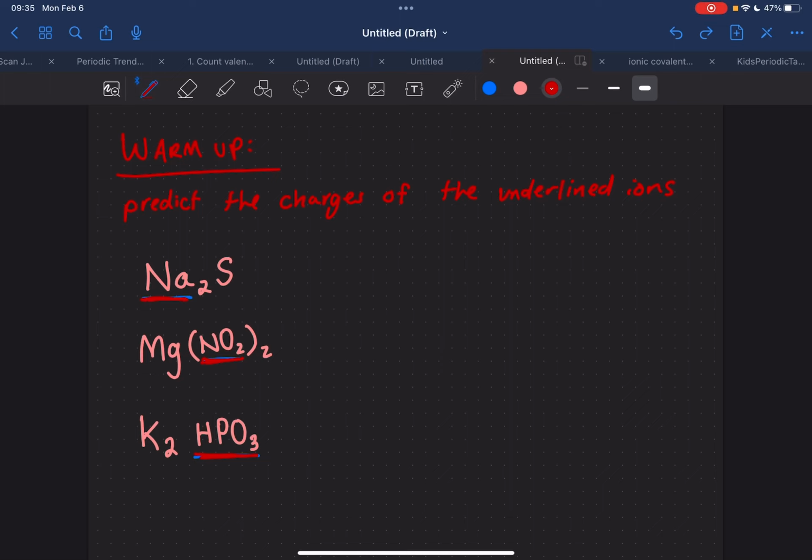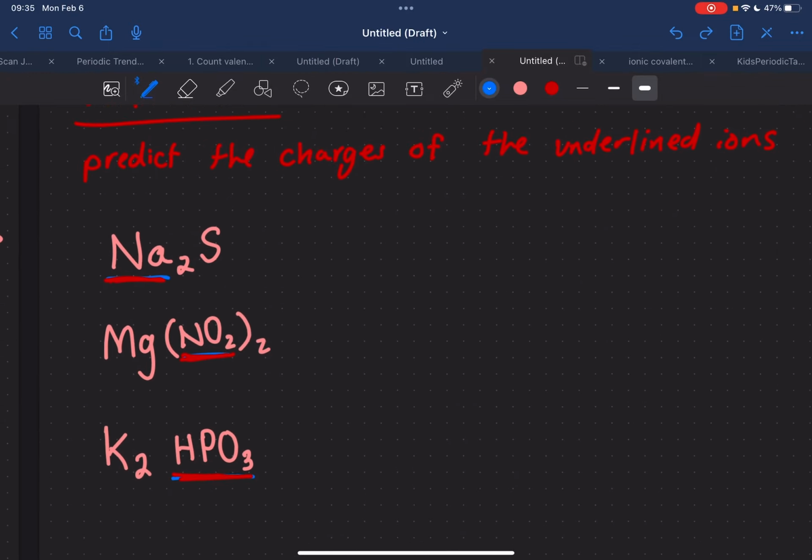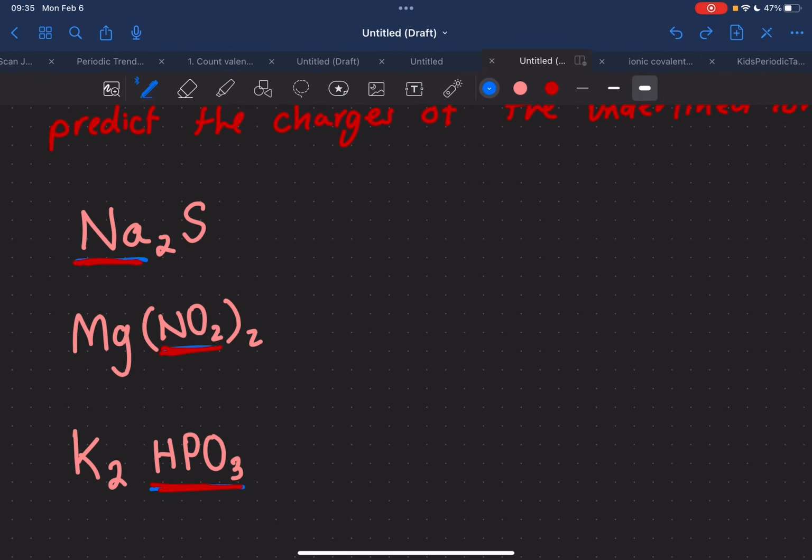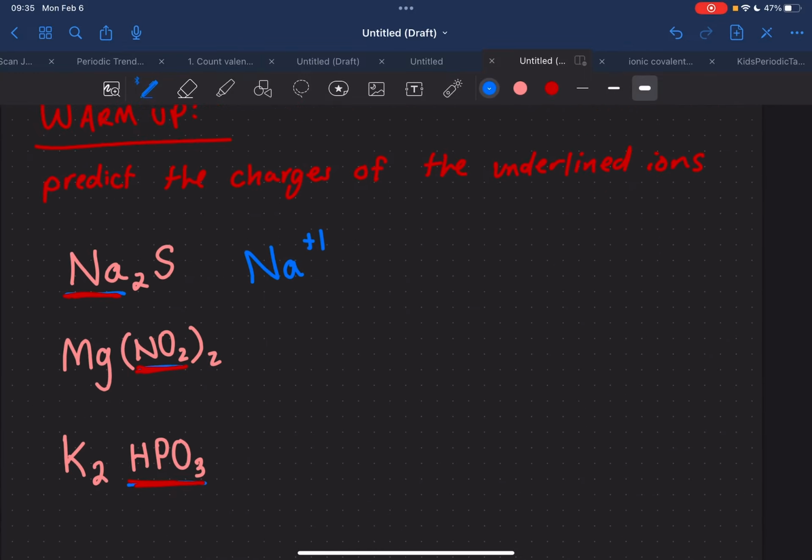All right, so the first one here, Na2S, I can predict that charge fairly easily because I just need to look at the periodic table. And that'll tell me right away that my charge here is +1. I have a +1 charge on my sodium ion. That one was very straightforward. Not a whole lot of thinking had to go into that.